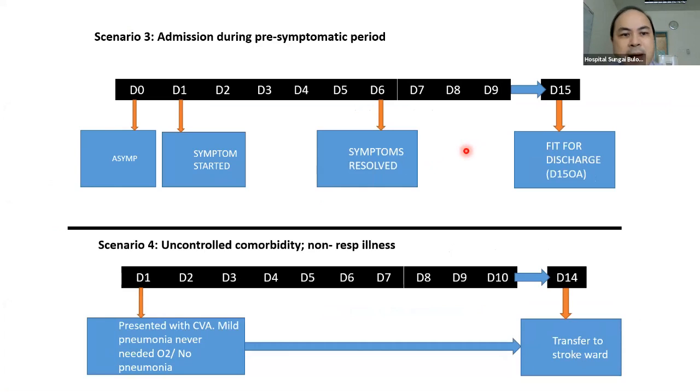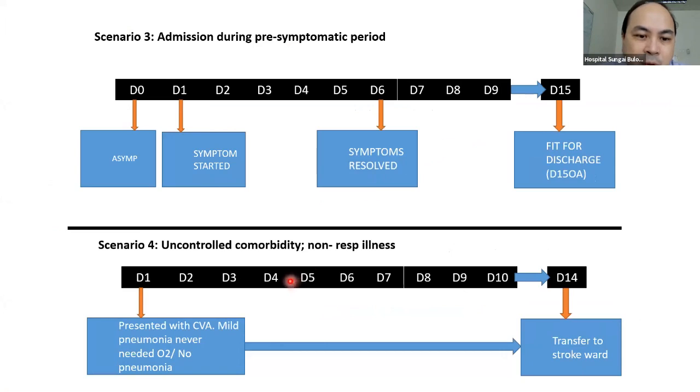Admission during the pre-symptoms: sometimes you get patients who are admitted from contact tracing, so they come into the ward at day 0, no symptoms at all. And then next day the symptoms start. When can you discharge them? 14 days after the symptoms start. So it's not 14 days after admission, it's 14 days after the symptoms start. So for this patient, it's day 15 of the illness.